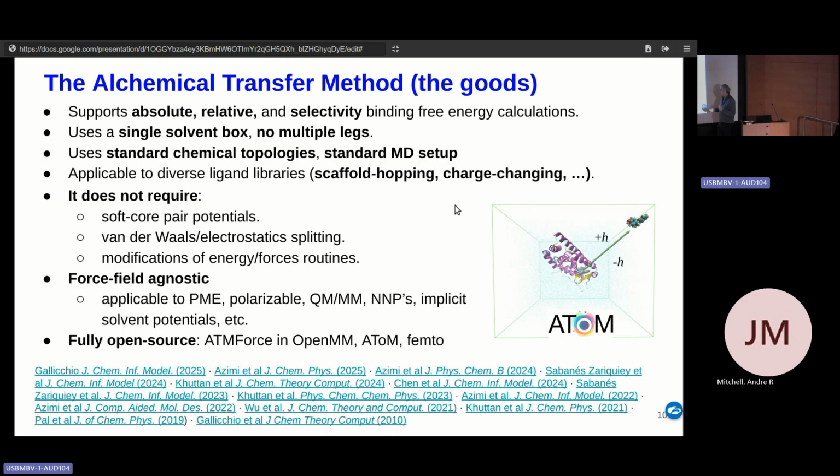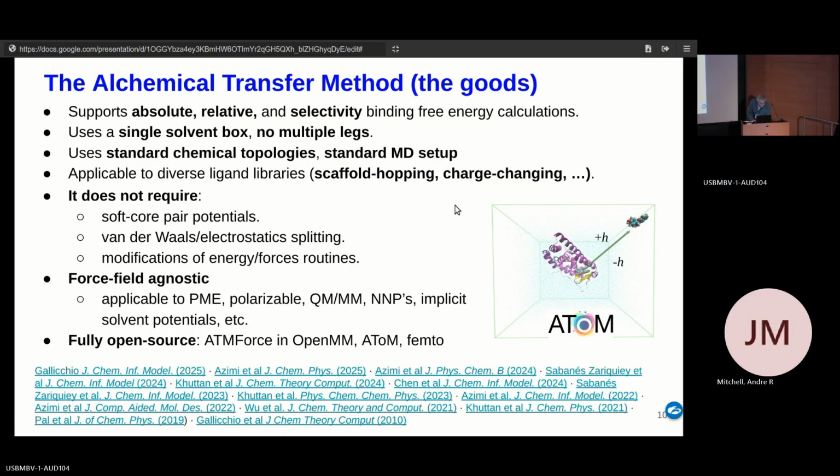Gianni De Fabritiis applied it with neural network potentials, but we use it also with implicit solvent. Of course, it supports PME, particle mesh Ewald, and it's fully open source. At least in our implementation, there are two pieces. There is a force called ATM force in OpenMM, and this was professionally done with the help of Peter Eastman. And then there is a middleware. Ours is called Atom. Others call theirs Femto. It's used to manage the calculation.